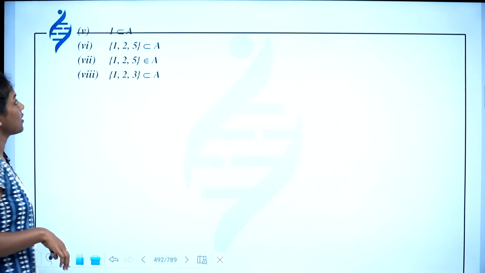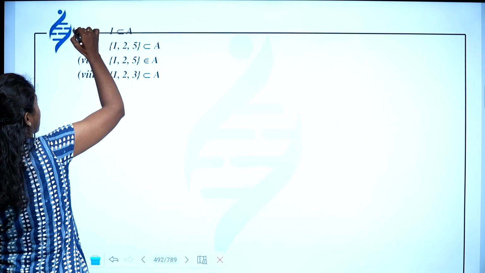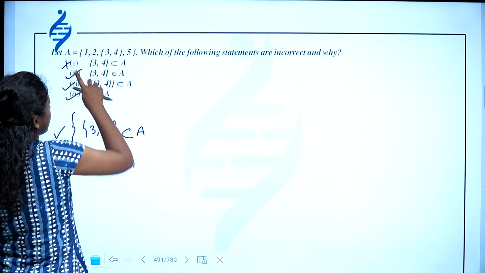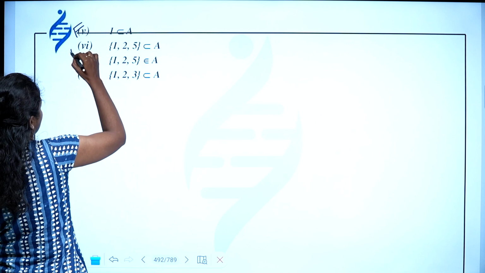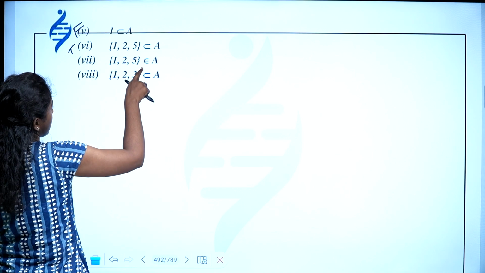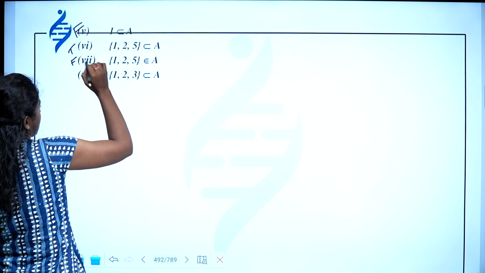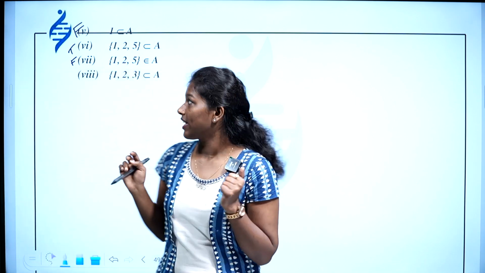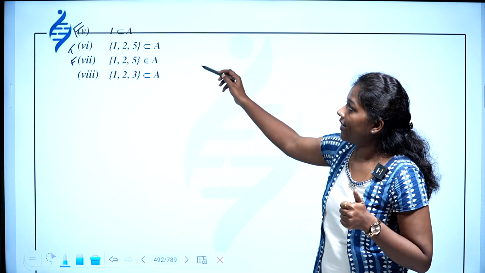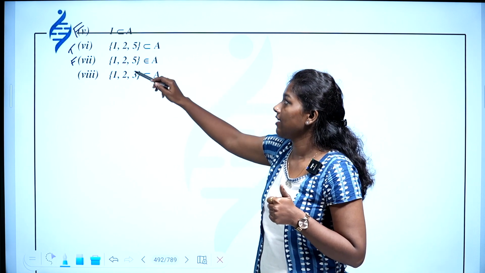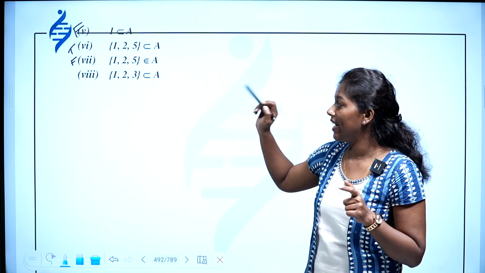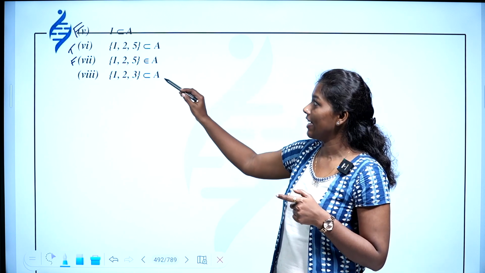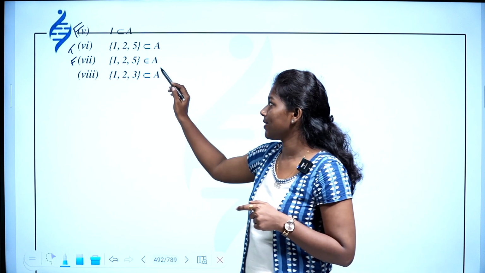Then 1 subset of A. 1 subset of A is false, right? Because 1 belongs to A. Then {1, 2, 5} subset of A is true. Then {1, 2, 5} belongs to A is false because {1, 2, 5} is a subset. For writing belongs to, you should get the set {1, 2, 5} as an element in our set A. But our set A does not have an element like that. So this is false.